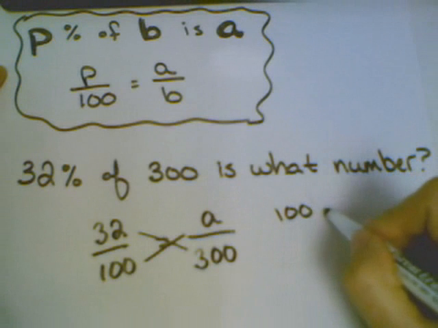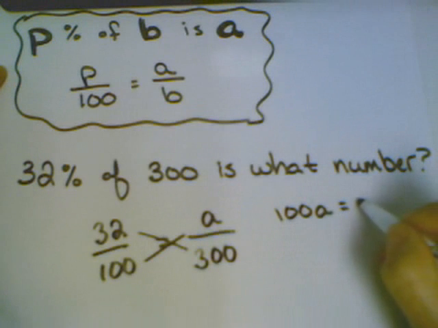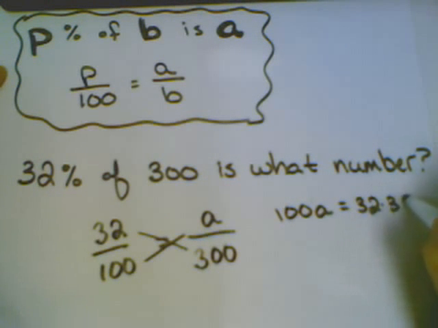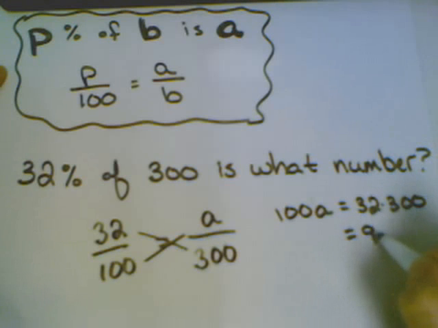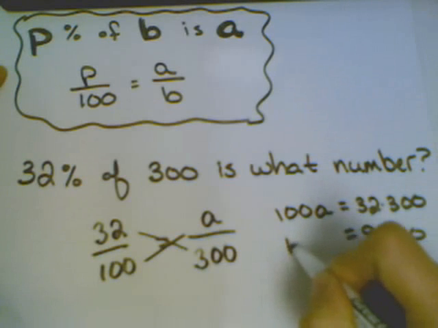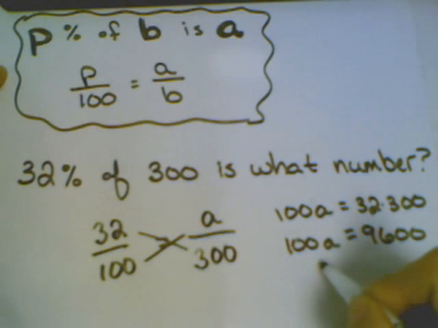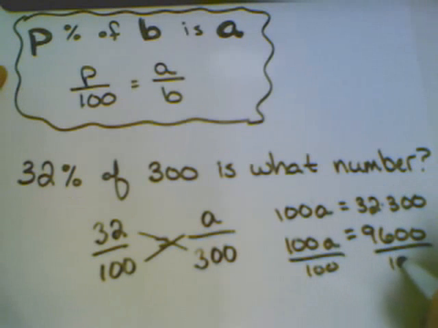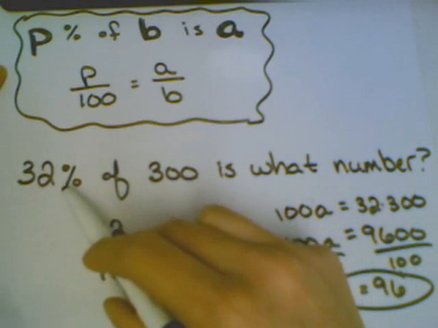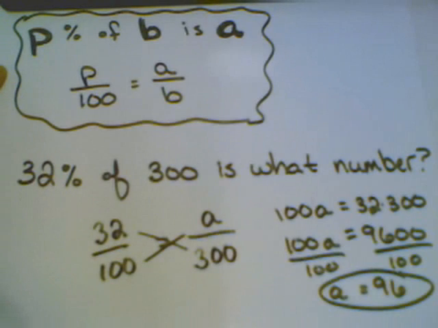To solve this proportion, I will cross multiply. 32 times 300 on this side is 9,600. So 100A equals 9,600. Divide by 100, and I get that A is 96. 32% of 300 is 96.